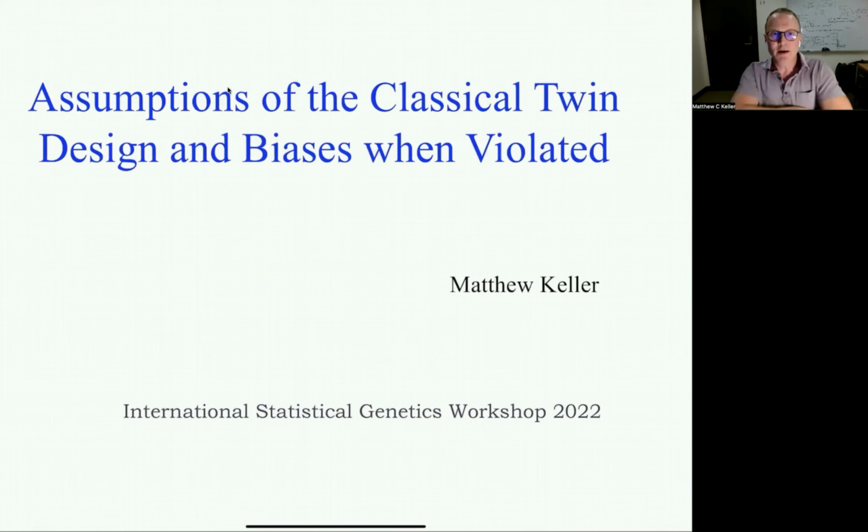All right, well, let's talk about assumptions in the classical twin design and biases when they're violated. This sounds like a bit of a downer of a lecture, like something that's negative, but I hope that I can convince you by the end of the lecture that that's not really the case. Biases are inherent parts of modeling in science, and it's important to understand the biases because they allow us to interpret the parameters or the estimates of those parameters that we get from the models correctly and with the proper nuance.